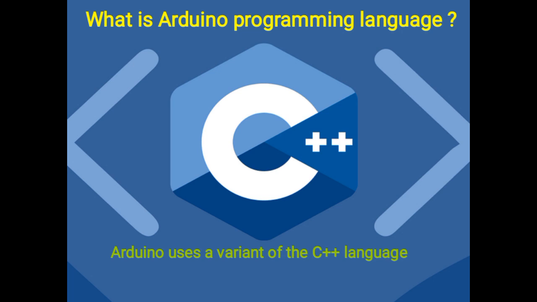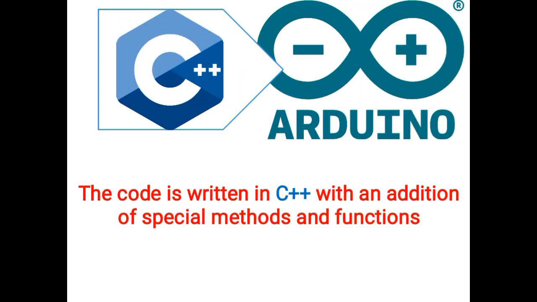And also we'll move on to another very important question concerning the Arduino. People usually ask this. It's part of the first questions that pop into people's heads. What kind of programming language does Arduino use? Arduino uses a variant of the C++ language, and the code is written in C++ with an addition of special methods and functions.